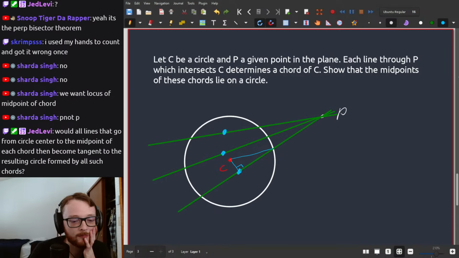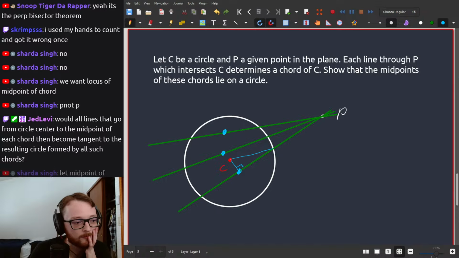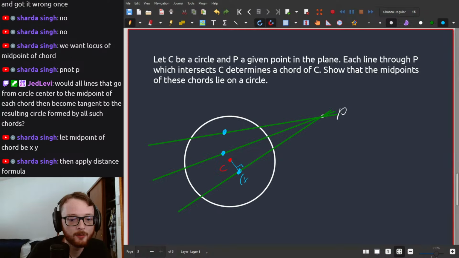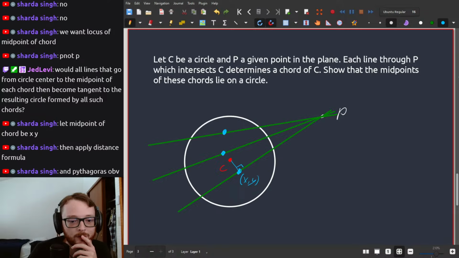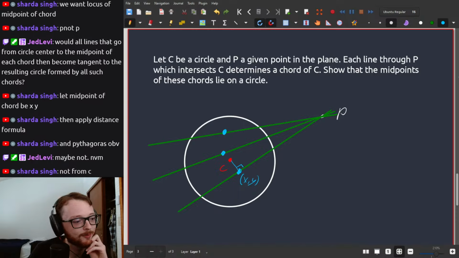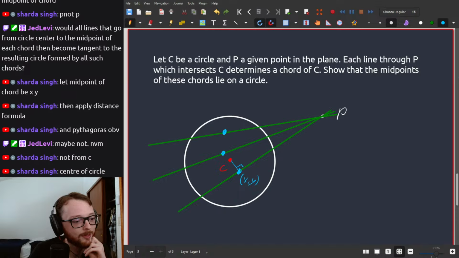Not P. Okay. Let the midpoint of the chord be XY. Then apply distance formula. From P? Wait, I'm sorry, I keep going back to P. Maybe I should forget about it. But all lines go from circle center to the midpoint. Oh, maybe not. Each chord becomes tangent to the resulting circle.